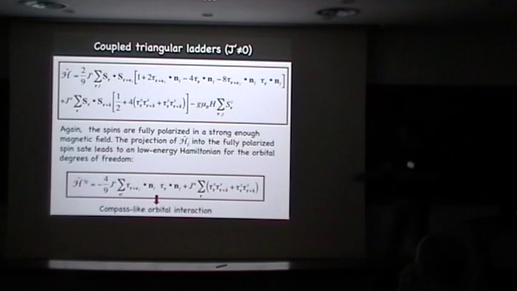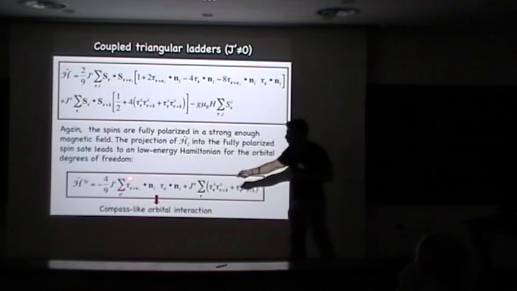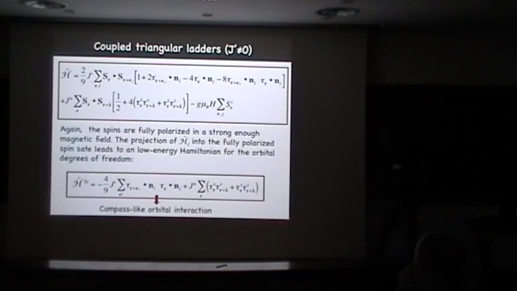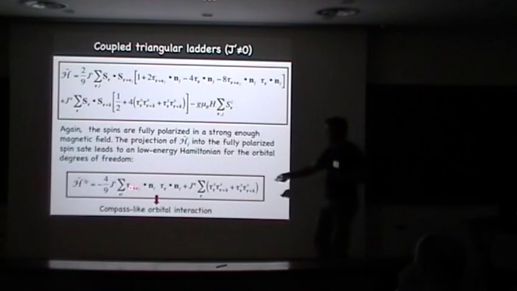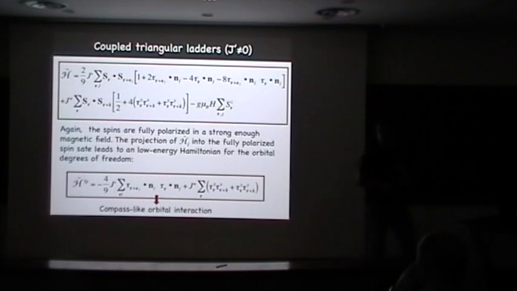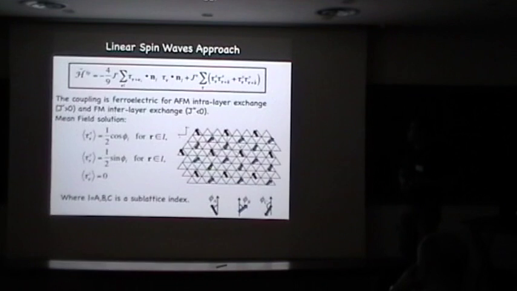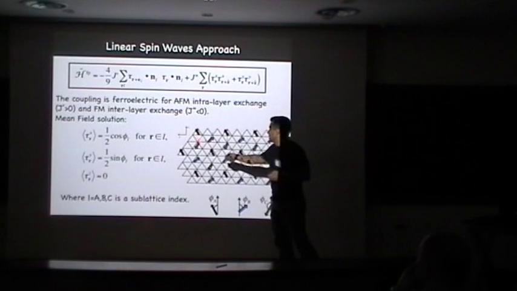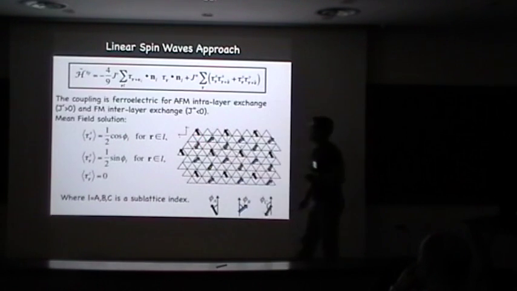And now you can see that J prime, the intralayer interaction, is antiferromagnetic, positive. Then again, this interaction between orbital degrees of freedom is ferro. So let me assume also that J prime is antiferromagnetic, it's positive. And let's propose a simple ansatz that corresponds to a 3 sublattice structure.